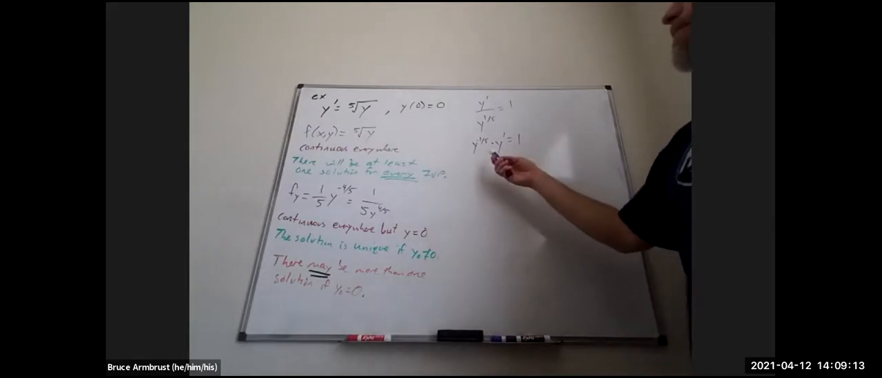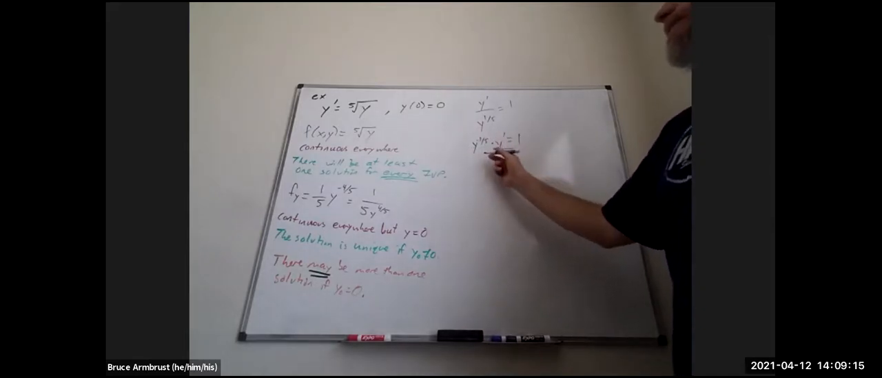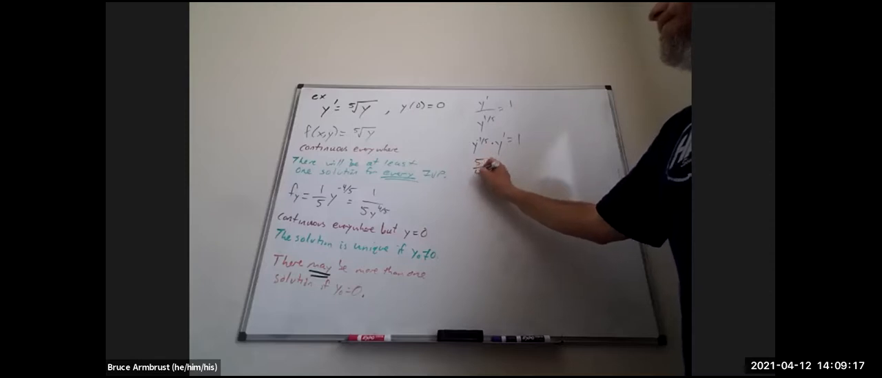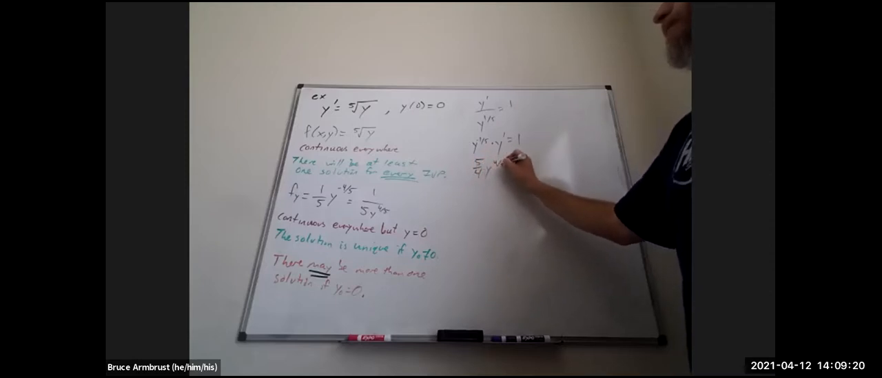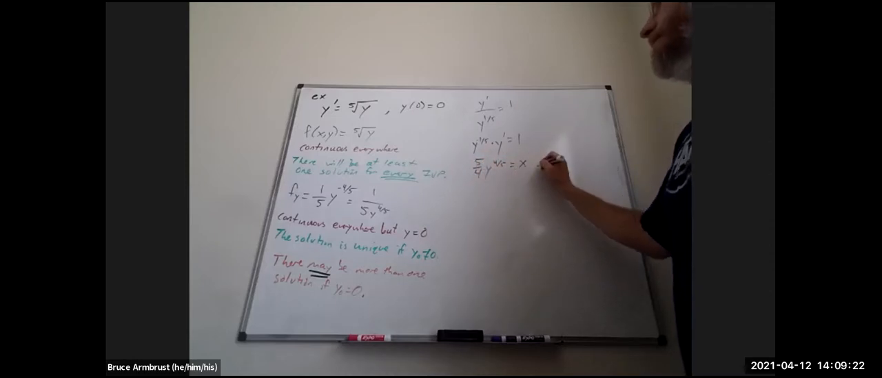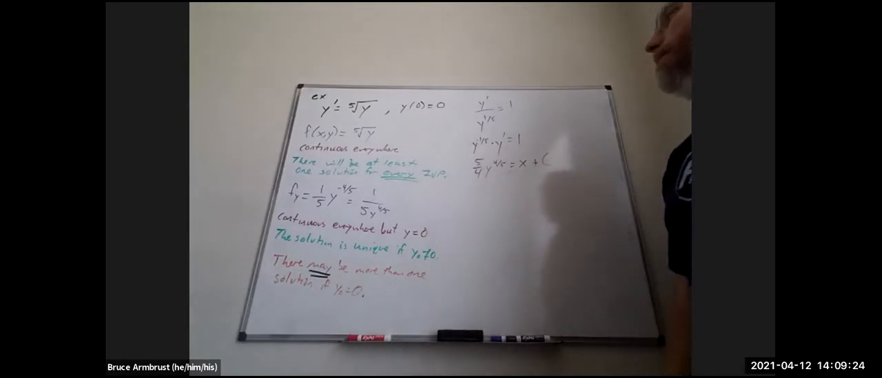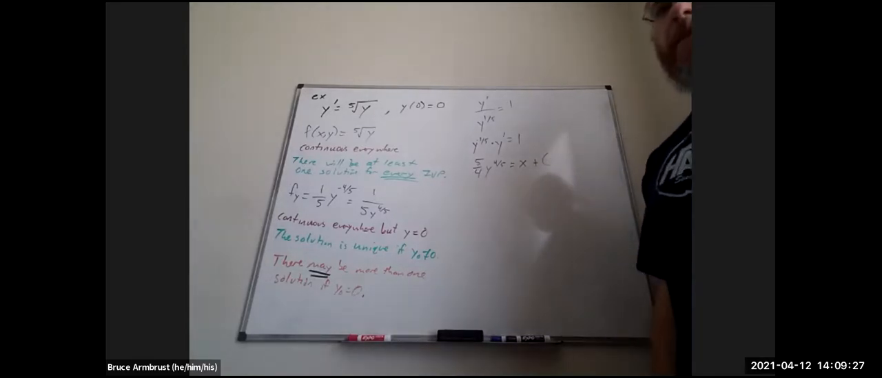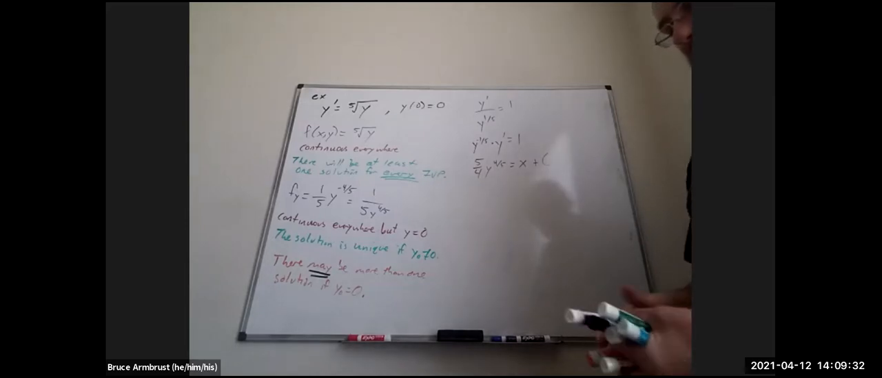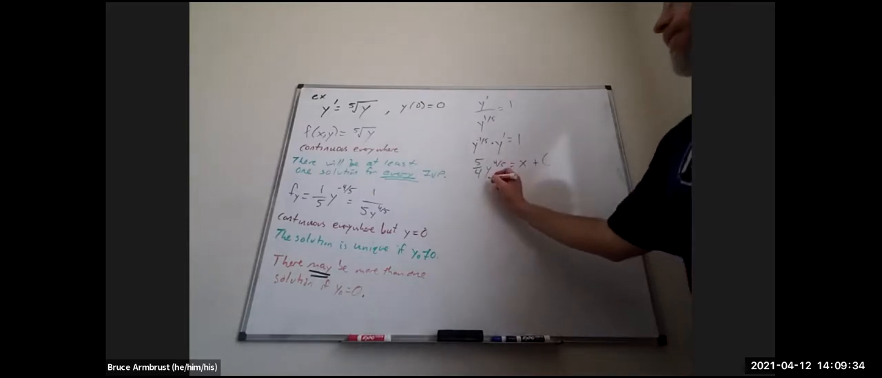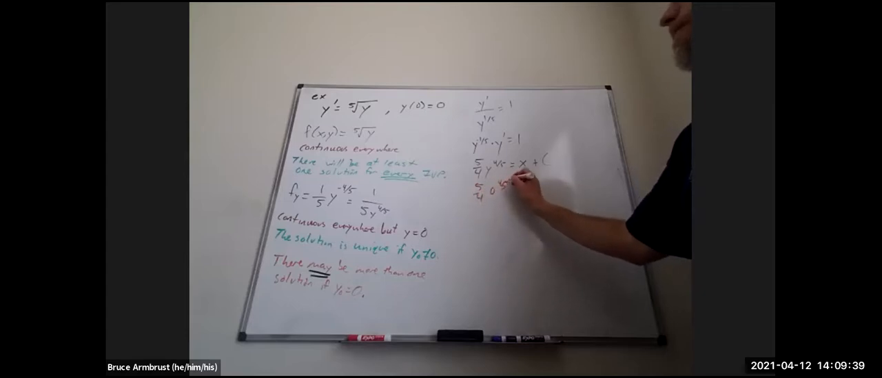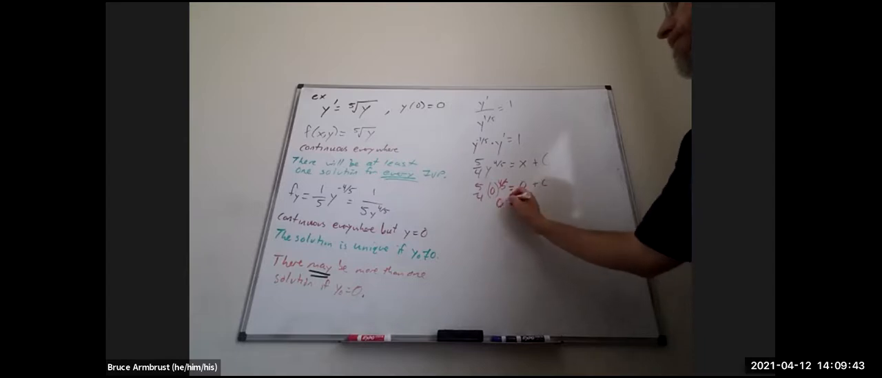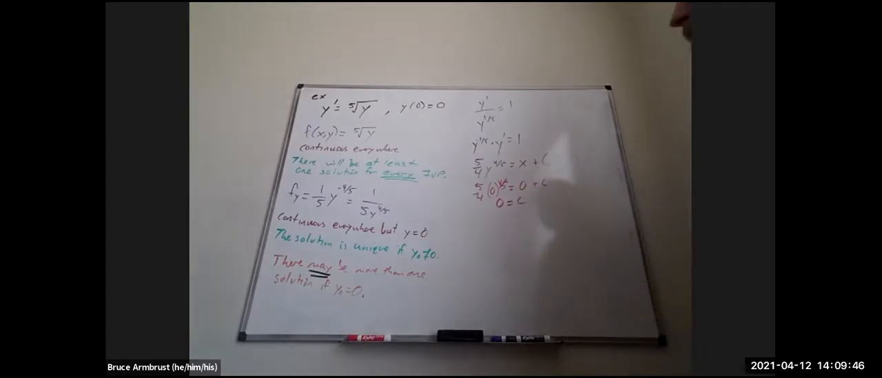All right, so integrate both sides. Add 1 to the exponent, divide by that value, and we get 5/4 y to the 4/5 equals x plus c. Let's go ahead and find our c while we're here. Putting in our initial condition, we let y equal 0 and x equals 0. That tells us c equals 0.